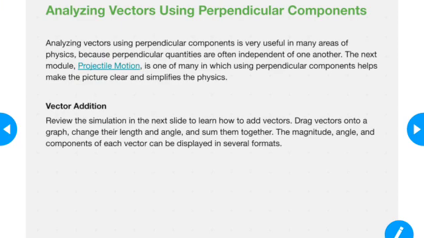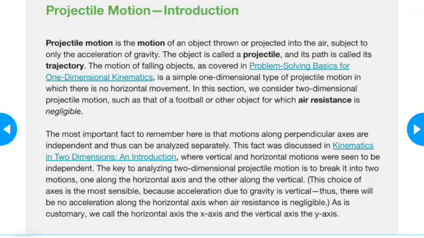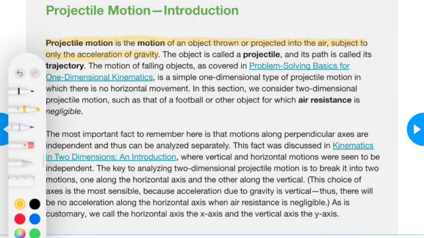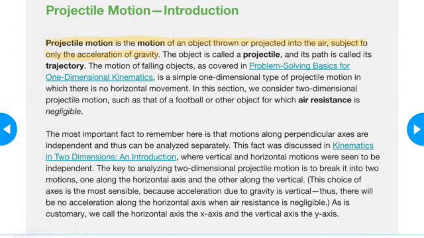All right, so again, these vectors having two dimensions leads us into projectile motion. And it has that same situation happening where those perpendicular components are independent of each other. So here's some definitions for projectiles. So projectile motion is the motion of an object thrown or projected into the air, subject to only gravity, the acceleration of gravity. Now, they define a couple other things here, but I'm going to write them in a bit better way.